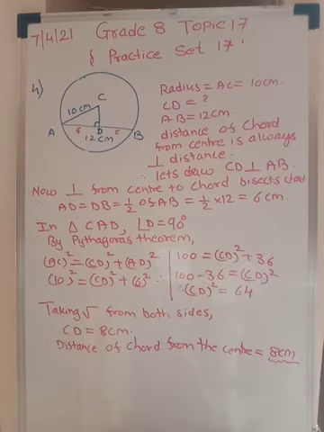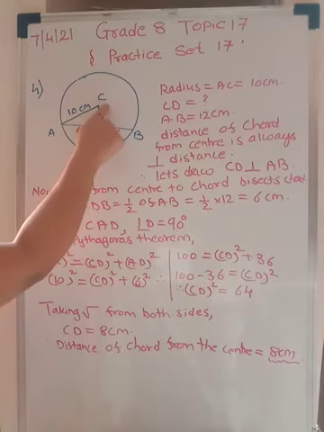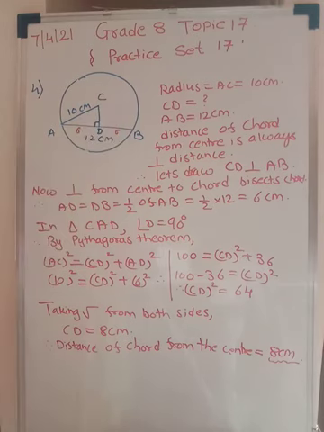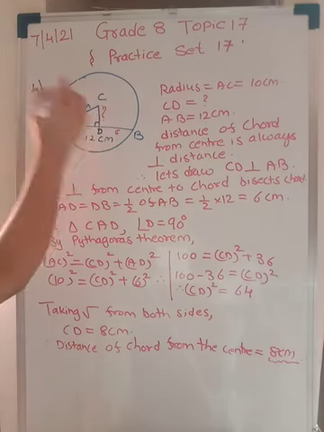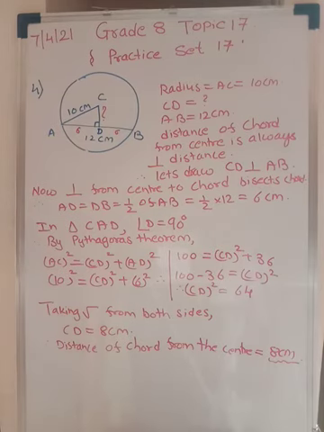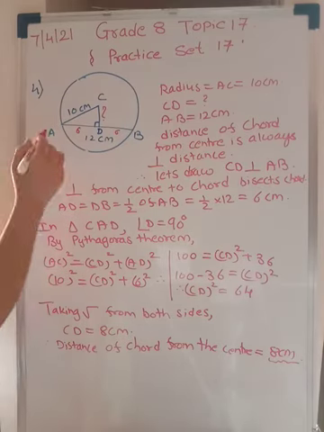So look at the fourth, which is the last question. They have given C is the center of a circle, whose radius is 10 centimeters. So I have drawn the radius as 10 centimeters. Find the distance of the chord from the center. Distance of this chord from the center, that means we have to find CD, if the length of the chord is 12 centimeters.